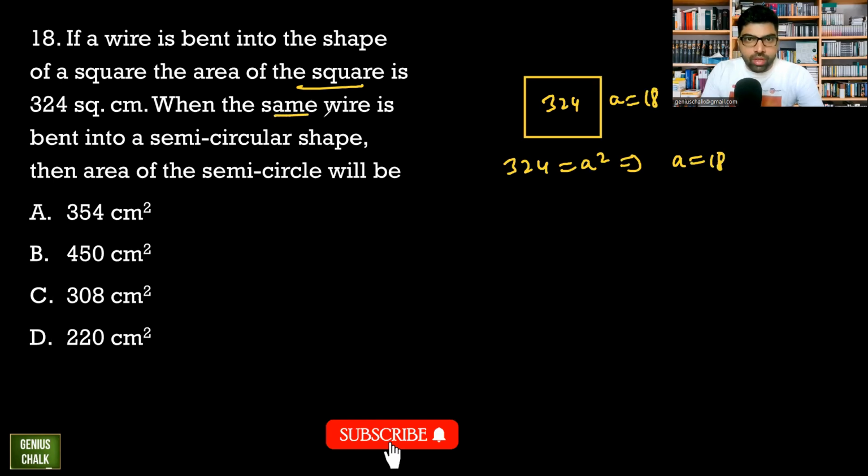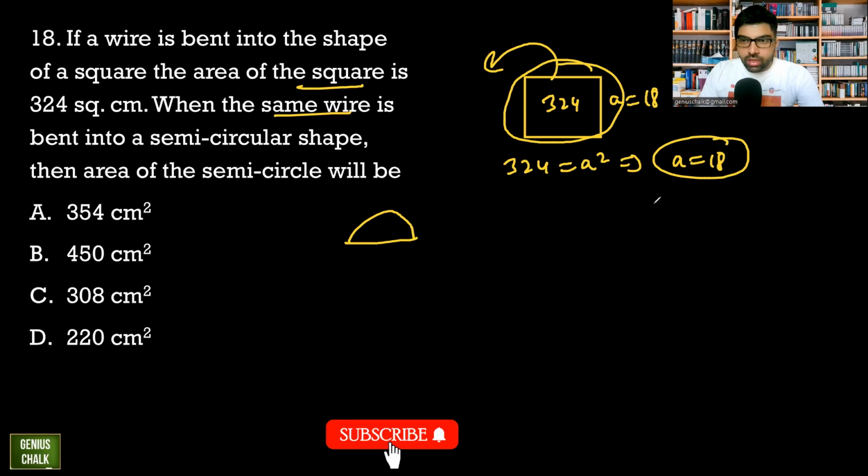Now this same wire is bent into a semicircle. Semicircle means it has to be in this shape, right? So you know what the perimeter is, because the perimeter will be the same. The perimeter of this square will be 18 into 4. 4A is the perimeter, like A plus A plus A plus A, the sum of all sides, must be equal to the perimeter of the semicircle. The semi-perimeter is the arc, and this is pi R.